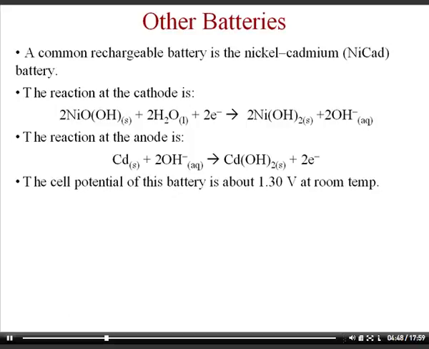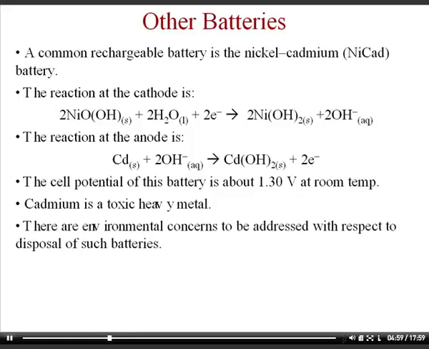The cell potential of this nickel-cadmium battery is around 1.3 volts at room temperature, and one of the problems with these rechargeable batteries is that if people throw them away, it's kind of dangerous for the environment because cadmium is a toxic heavy metal. So it's better to recycle them.